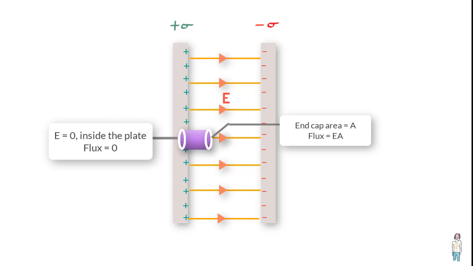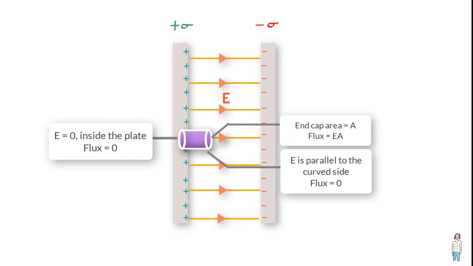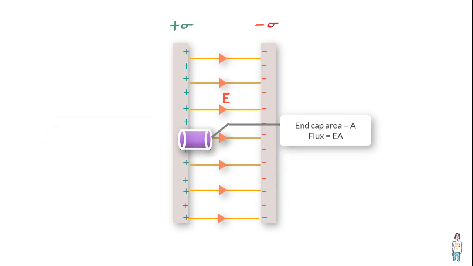Also, the field is parallel to the curvy side of the cylinder, hence no flux through the curved surface as well. So the total flux then is just EA through this side cap, and then the left hand side of the Gauss equation becomes EA. Now the right hand side of the equation should have the charge enclosed by the Gaussian surface divided by epsilon, and we can say that the charge enclosed is rho times A, and therefore E is equal to rho upon epsilon.